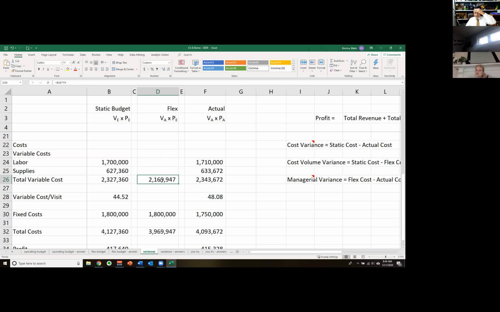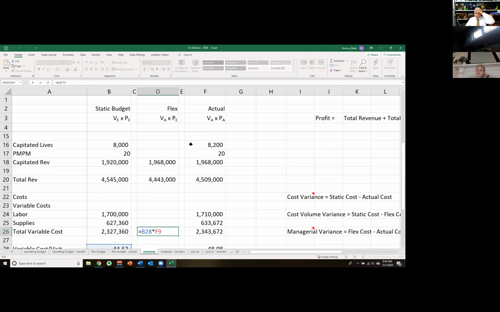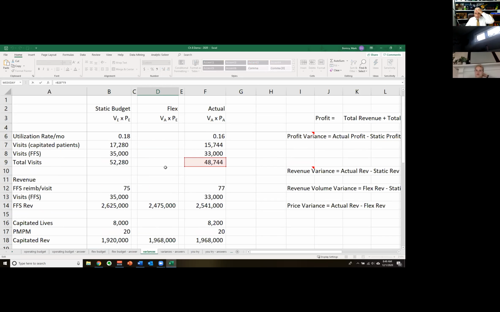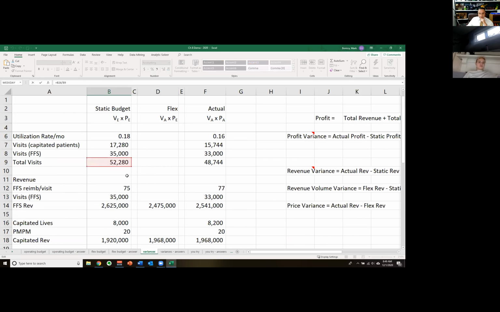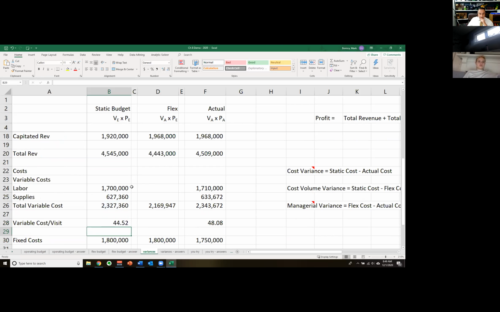So in order to calculate the flex variable cost, I'm going to need my actual volume, which I take from up in the static budget, and then I have to multiply it by some expected price. Well, the expected price is going to be the variable cost per visit, right? Because I'm taking visits times variable cost per visit. And so to calculate the expected variable cost per visit, I take the expected variable cost and divide it by the total number of expected visits. That gives me my expected cost per visit, which I can then use to calculate my flex budget. So it's important to be able to do that.